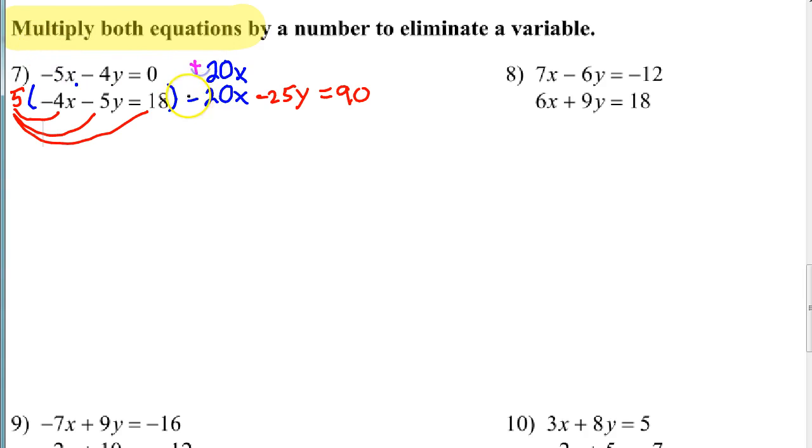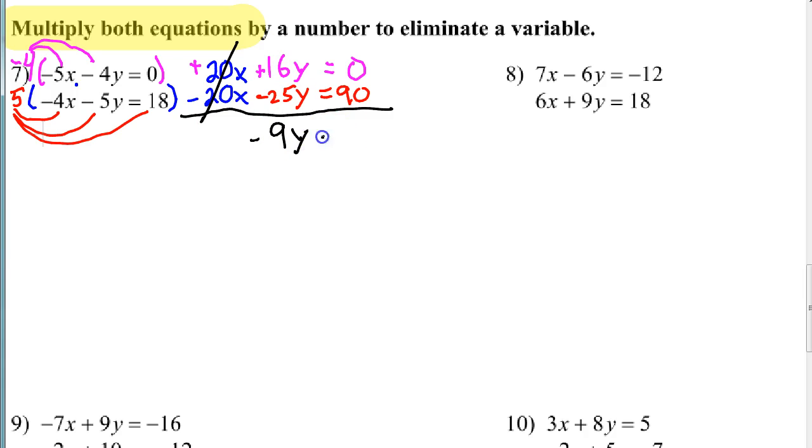We need a positive 20x. Right now I have negative 5. What do I need to multiply negative 5 by to get positive 20? Right? So you get the negative 4. That'll give you positive 20. That'll give you positive 16. And then equals 0. So the only thing different here is that we had to multiply both the top and bottom equation by something so that we get an elimination right here. So it's all about planning everything ahead of time and working backwards.